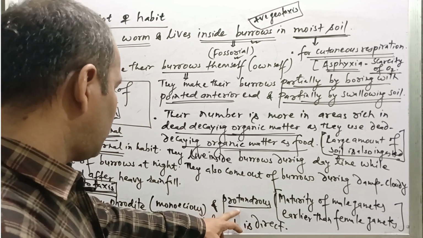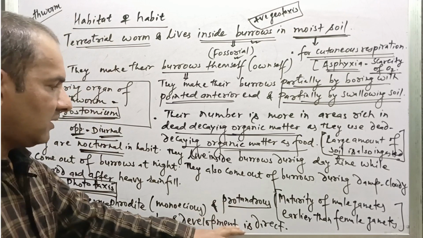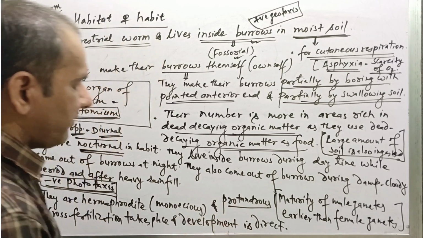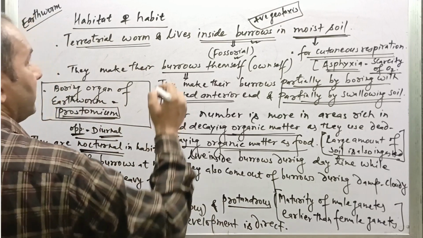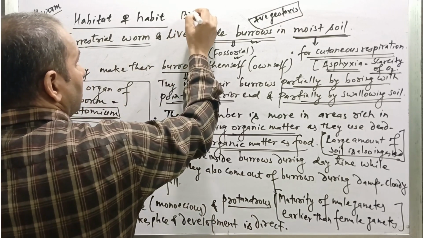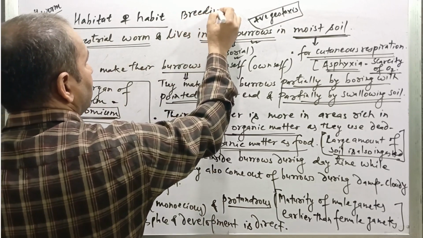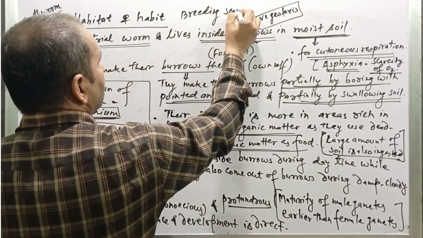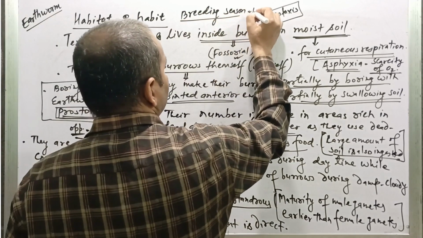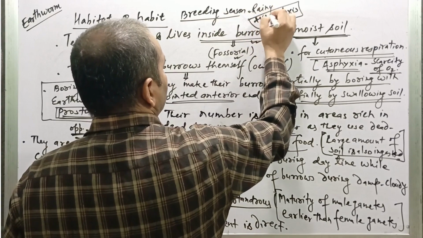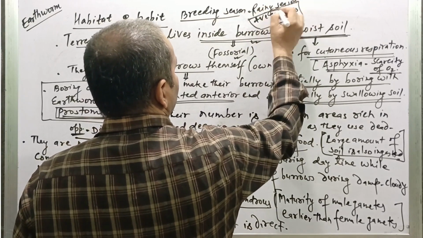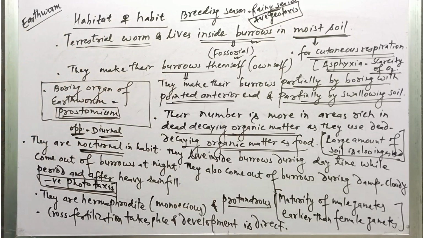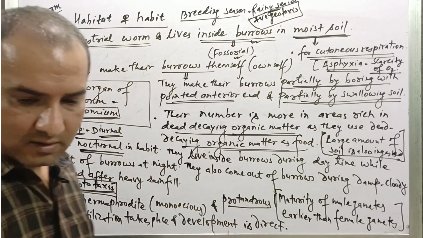This is due to this protandrous condition, and the development is direct, and their breeding season is rainy season. Rainy season is the breeding season. Okay, this is about its habitat and habit.